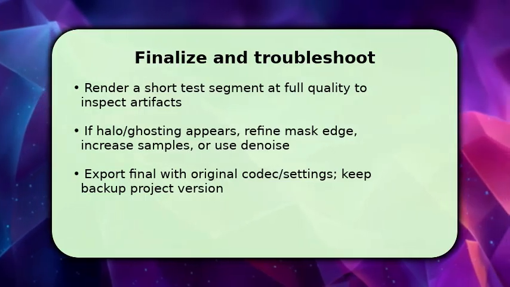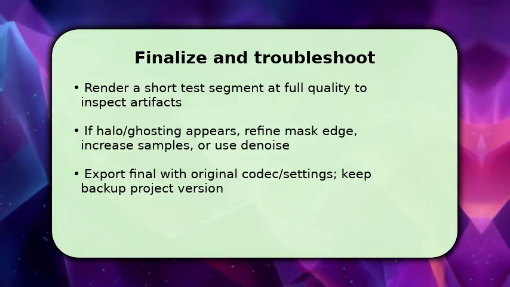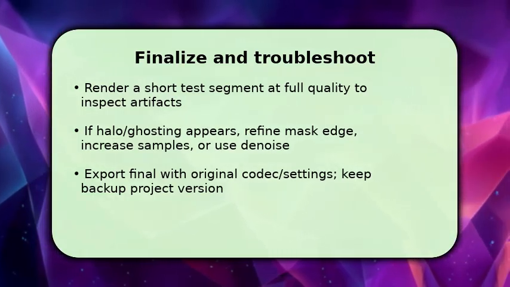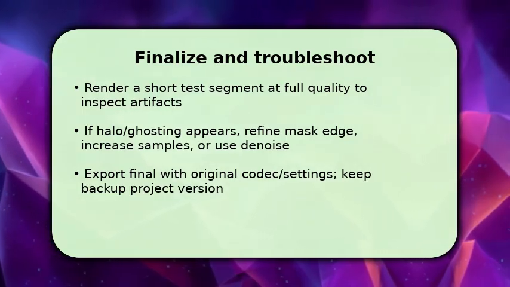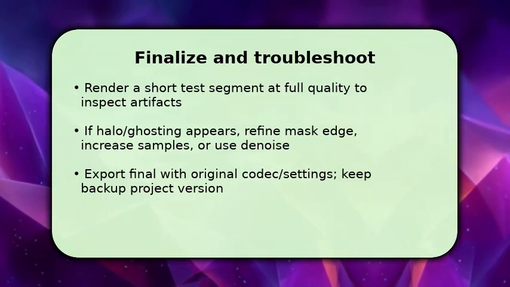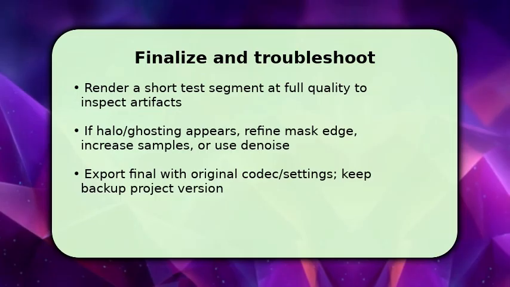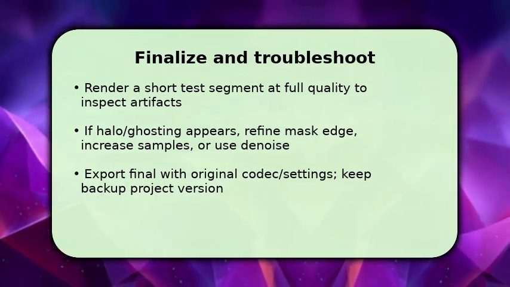If you see artifacts, refine the mask edge, adjust feathering, increase sampling for content-aware fills, or apply subtle denoise and color match to blend repaired pixels. Once satisfied, render the full timeline with the original codec and settings to preserve quality, and save a backup project version. If removal failed, revert to the backup and try a different technique.